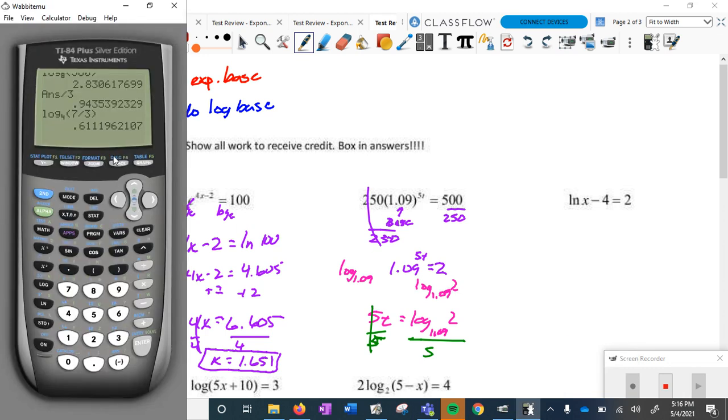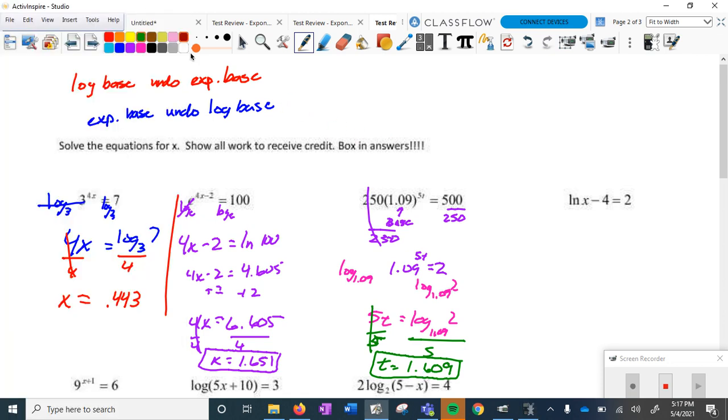Those of you that would like to use the TIs that show up in person, you certainly could. You remember, you get your log base by hitting math and going up a couple times. So we want log base 1.09 of 2. And that gives us a number that we need to now divide by 5 to finish off our calculation and solve. So in this case, t would equal 1.609. Okay. All right, let's go to the next one.